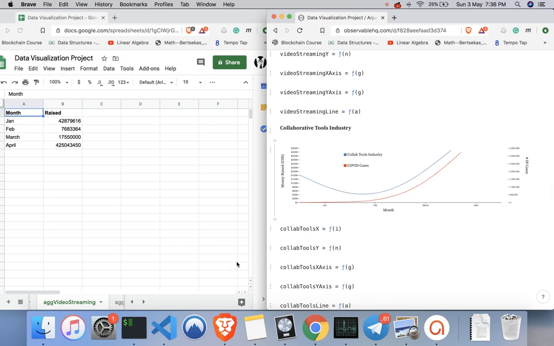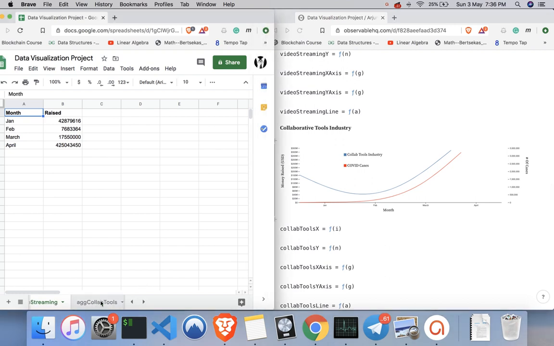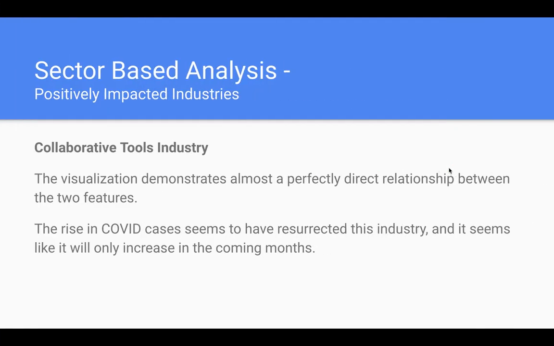So taking a look at the visualization, the first thing you'll notice is that there's actually been a downwards trend since the start of the year, in February and March. However, after March, we can see that there's been an exponential rise again as COVID cases have increased. So in a way, you can say that the rise in COVID cases seems to have resurrected this industry, and it seems like it'll only increase in the coming months.